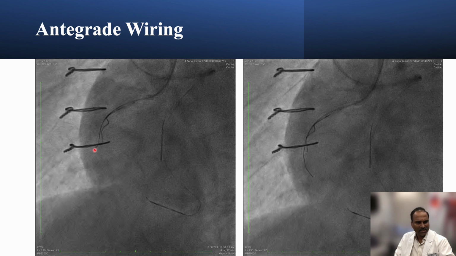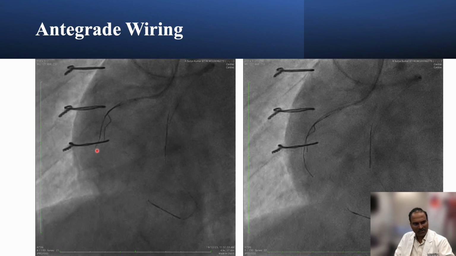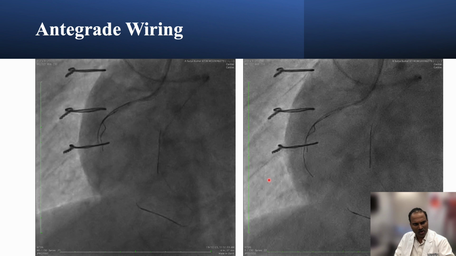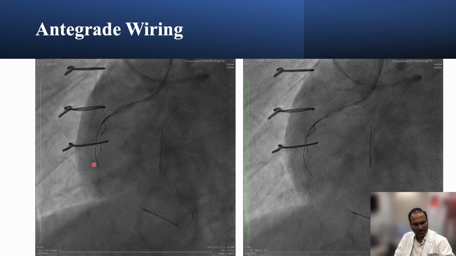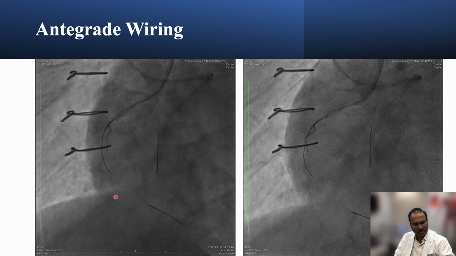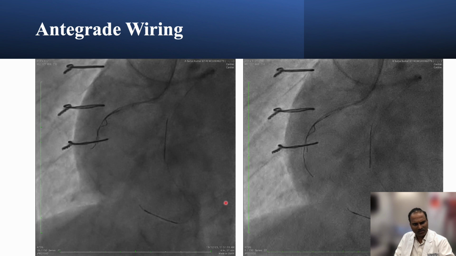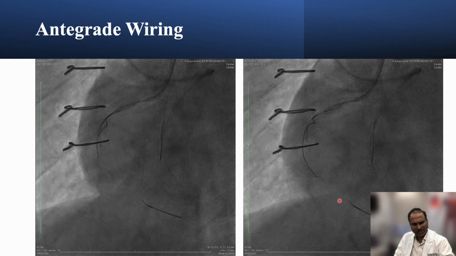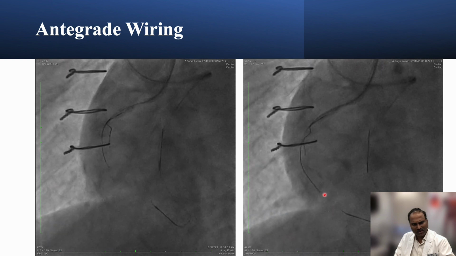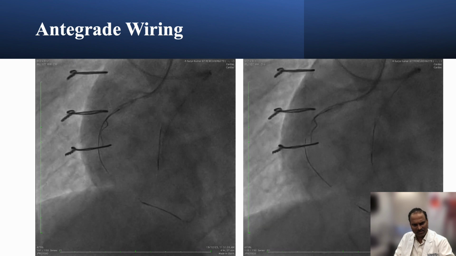So we started antegrade wiring with Gaia 2, and you can see, because of the last balloon dilatation of the entire CTO, you can appreciate the wire is going quite easily in the space which was created. So it just reached the distal cap without much resistance.